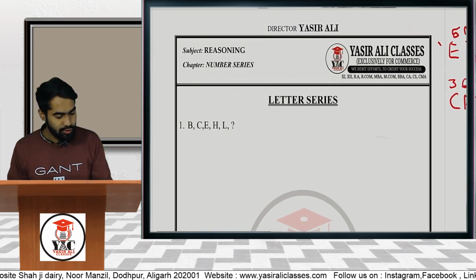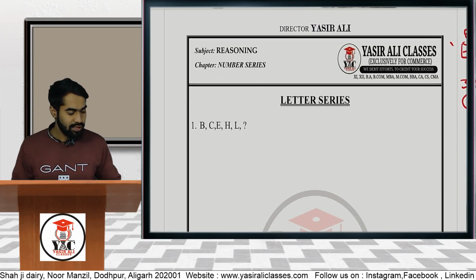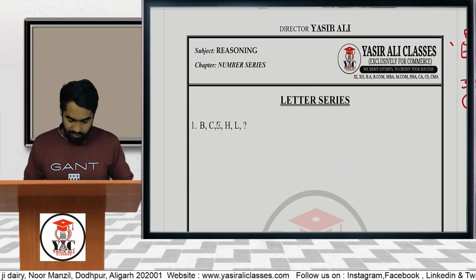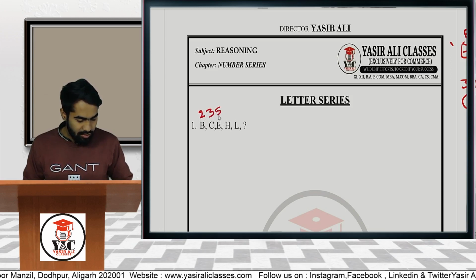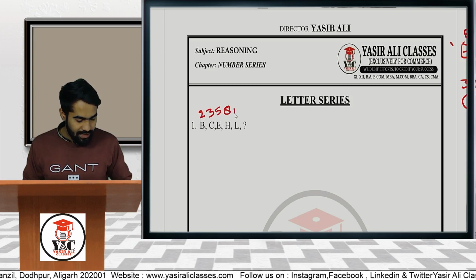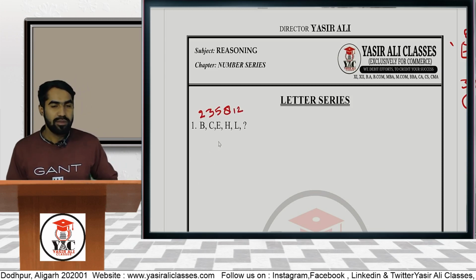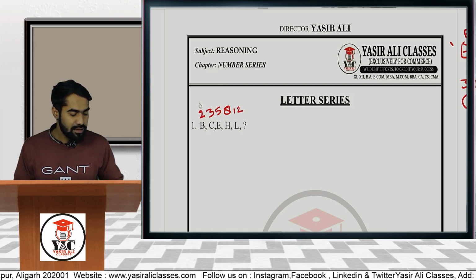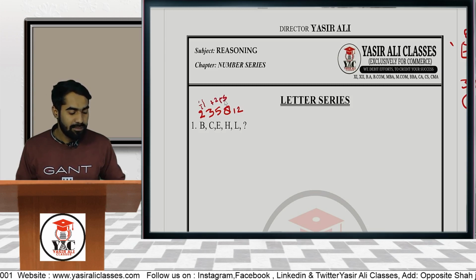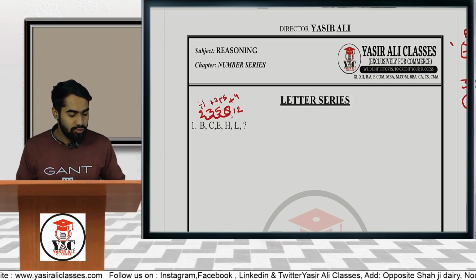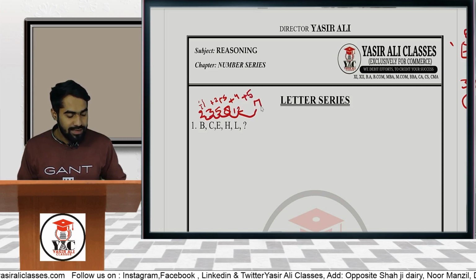So now let's come to the question. We have the letter series question, which is B, C, E, H, L. B comes on 2, C comes on 3, E comes on 5, H comes on 8, L comes on 12. Now the positions 2 to 3 is plus 1, 3 to 5 is plus 2, 5 to 8 is plus 3, and 8 to 12 is plus 4. With the relation plus 1, plus 2, plus 3, plus 4, next time it should be plus 5. 12 plus 5 would be 17.